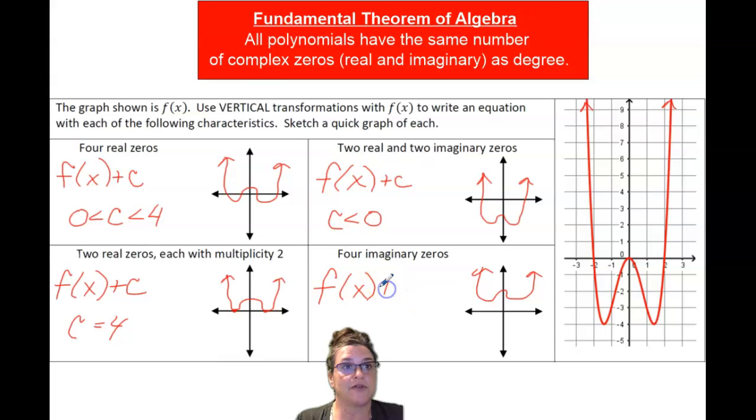We need a vertical translation, so plus c, and in order to get my graph to be up above the axis, I'm going to need to be greater than 1, 2, 3, 4. So my c must be strictly greater than 4, right? If it was exactly 4, then I would be back here with 2 bounces. If it was between 0 and 4, I'd be up here with 4 distinct real zeros. But if it's greater than 4, then I have 4 imaginary zeros.